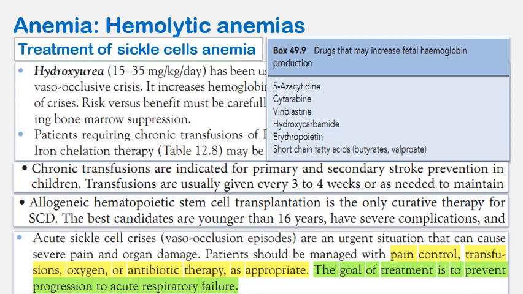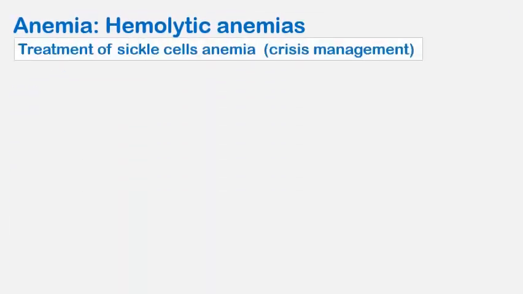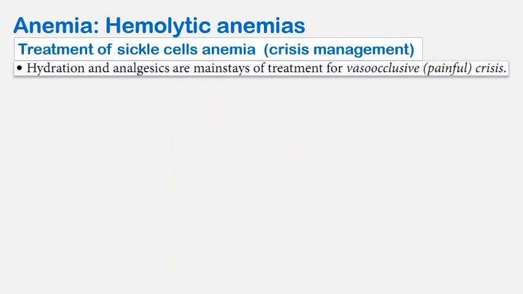This is the chronic setting. Now the acute sickle cell crisis, the vaso-occlusive crisis, is an urgent situation that causes severe pain, occlusion, and maybe infarction of organs. The treatment, crisis management, includes hydration by use of IV fluid, and analgesia according to the pain.